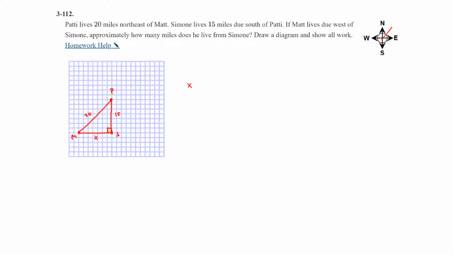So it looks like we can use the Pythagorean theorem. We'll say x squared plus 15 squared is equal to 20 squared. So x squared plus 225 is equal to 400. If you subtract 225, that's going to give you 175. And then when you take the square root of both sides, you get the square root of 175, which is approximately 13. So we'll say x is approximately 13.23. And that would represent miles on that one.